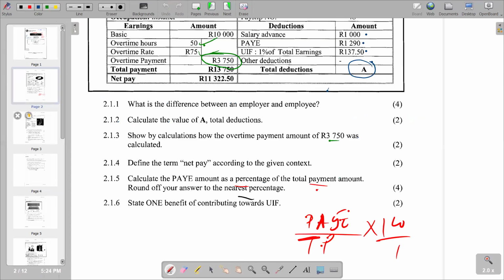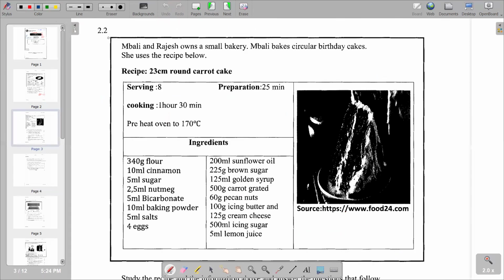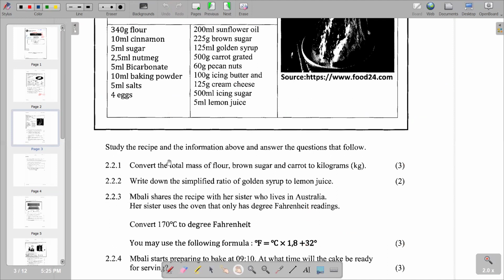Then we can go to the next page where we're given 2.2. Mbali owns a small bakery. Mbali bakes circular birthday cakes. She uses the recipe below. You're given the recipe that you also need to go through before answering the question. So beneath that, now we've got the questions. Study the recipe and the information above and answer the questions that follow. 2.2.1, convert the total mass of flour, brown sugar, and carrot to kilograms.